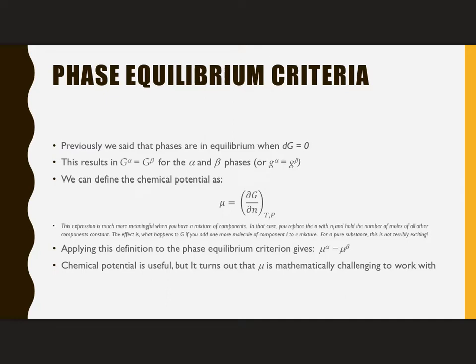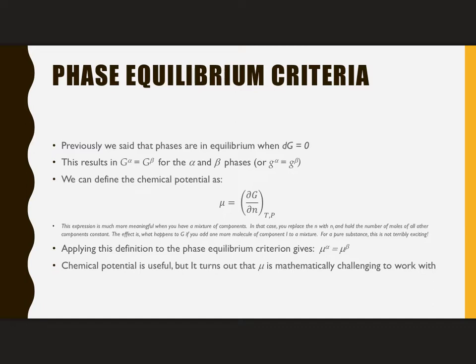So first, let's talk about the phase equilibrium criterion. We had mentioned earlier that the phases would be in equilibrium when dG, the change in Gibbs energy, was equal to 0, and then I just kind of dropped it at that point. Now what that says is that if dG is equal to 0, then if I have two phases, alpha and beta, then the Gibbs energy for those two phases will be equal to each other.